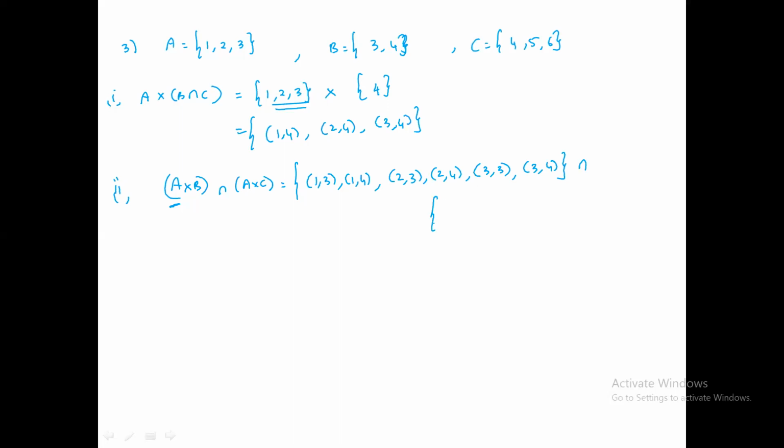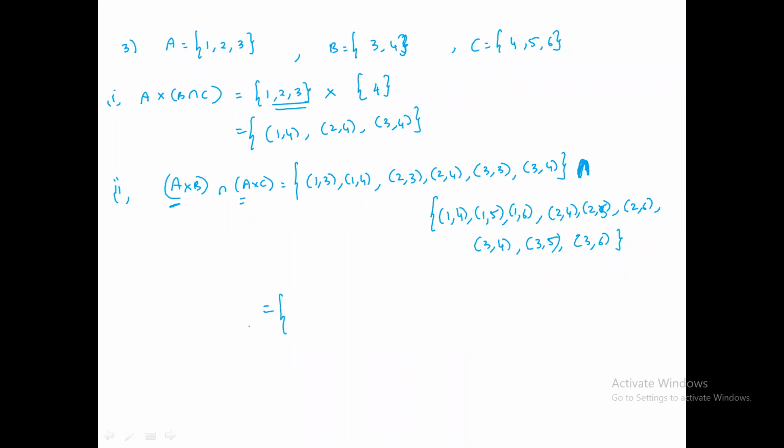Intersection. Now A cross C. I will start with A, that means I'll start with 1: (1, 4), (1, 5), (1, 6). Next with 2: (2, 4), (2, 5), (2, 6). Next with 3: (3, 4), (3, 5), (3, 6). Now I have to take intersection.